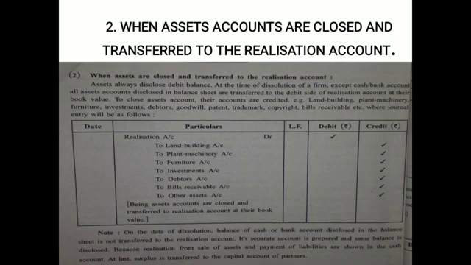But for now, it is important for you to memorize this journal entry. I mean to understand this and to memorize this. So the simple thing here is how to close assets account. Assets are having debit balance. You will credit them in the journal entry and you will debit realization account. This is the journal entry for closing assets account. Alright? This is important.